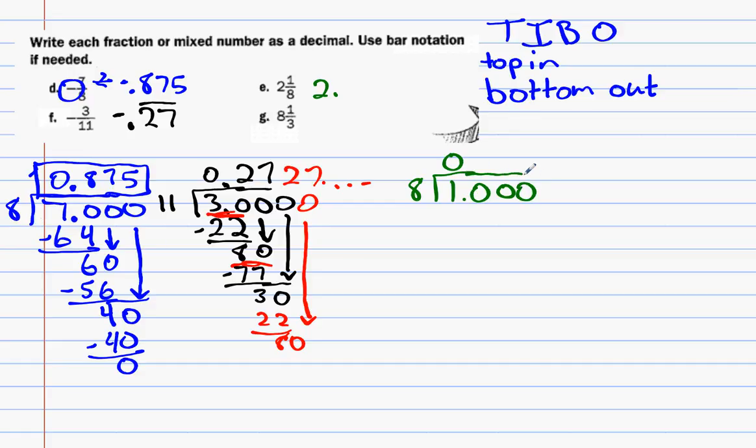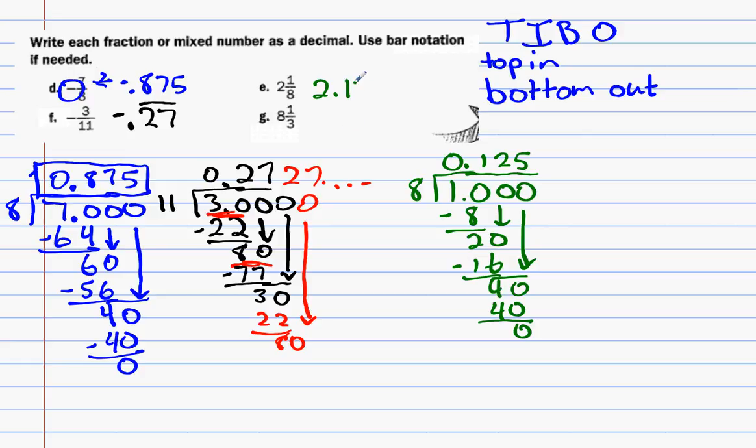8 will go into 10 just once. It gives me 8. Subtract, get 2. 8 goes into 20 twice. 16. 20 minus 16 is 4. 8 into 40 is 5. 5 times 8 is 40. We have nothing left over. So if that's the case, we're all done. So we have our whole number in front of it. So 2.125, terminating. That's done. That's it.